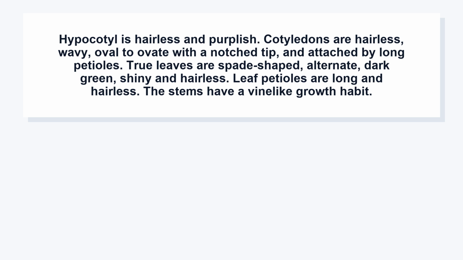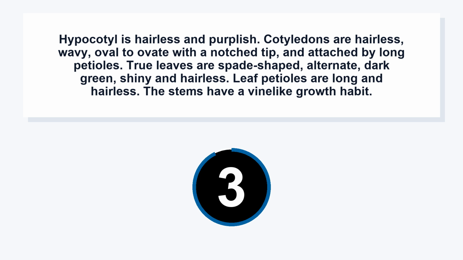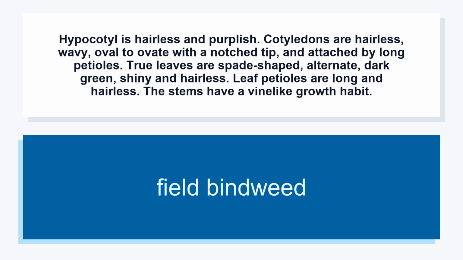Hypocotyl is hairless and purplish. Cotyledons are hairless, wavy, oval to ovate with a notched tip, and attached by long petioles. True leaves are spade-shaped, alternate, dark green, shiny and hairless. Leaf petioles are long and hairless. The stems have a vine-like growth habit. Field bindweed.